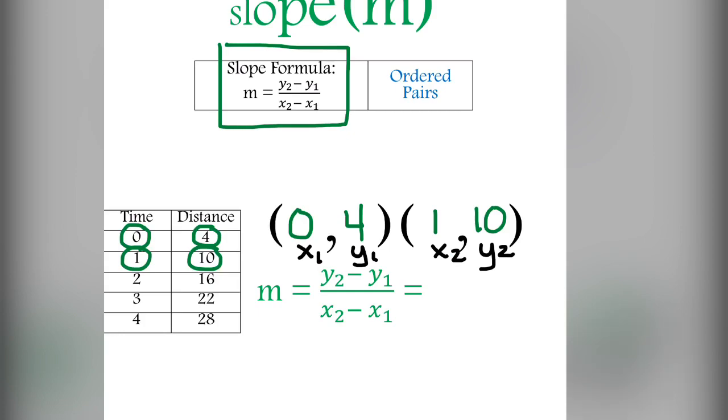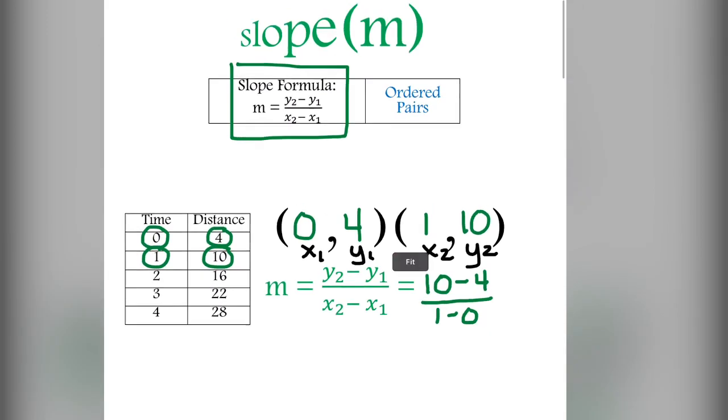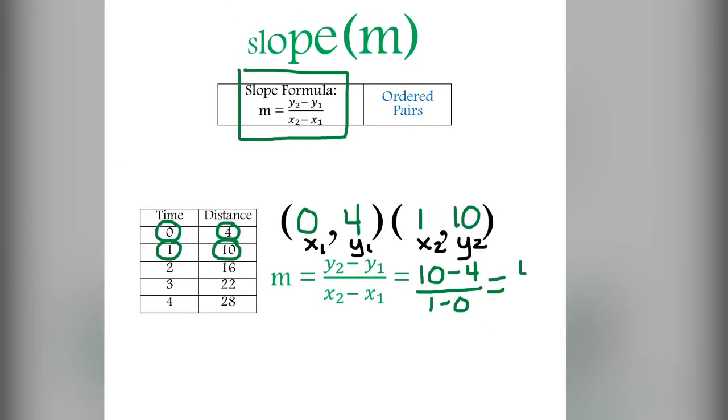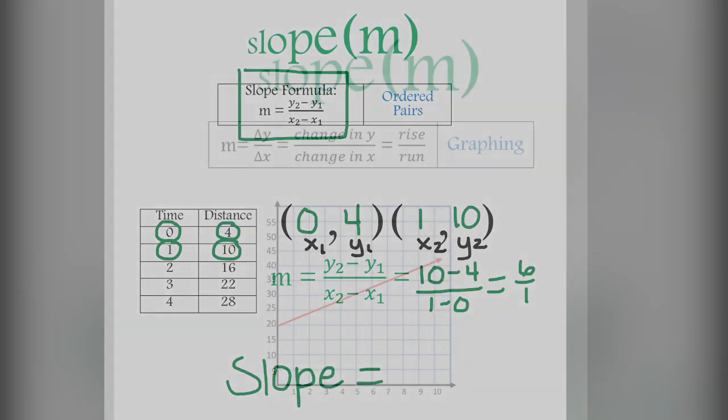Let's fill those in. Y2 is 10, Y1 is 4. X2 is 1, X1 is 0. We subtract and get 6/1. Therefore, our slope is 6.